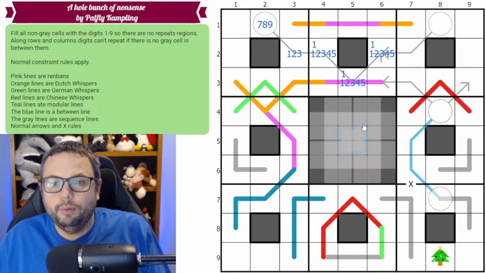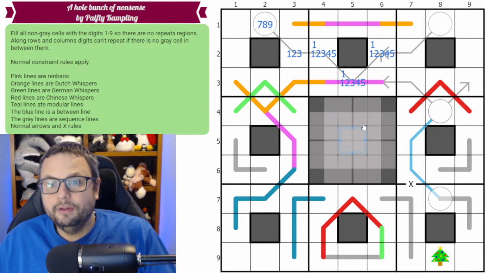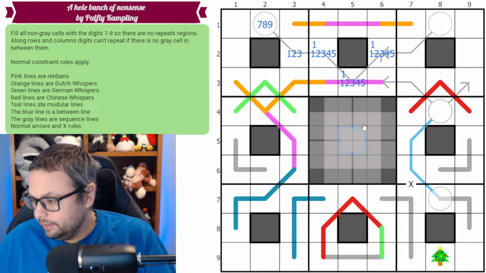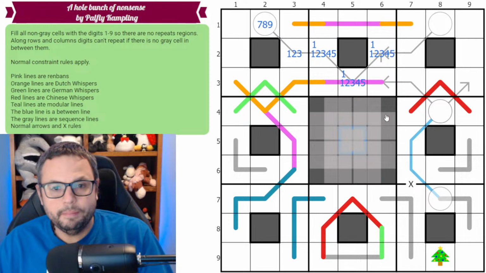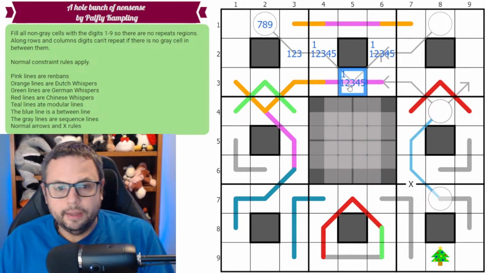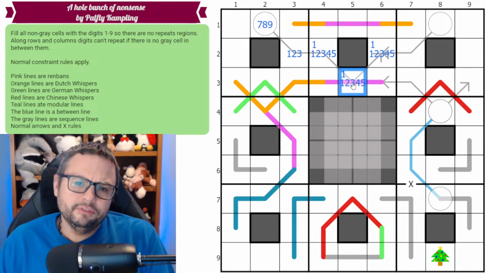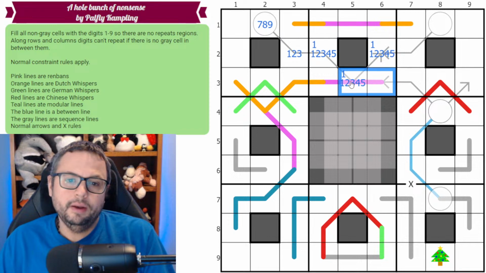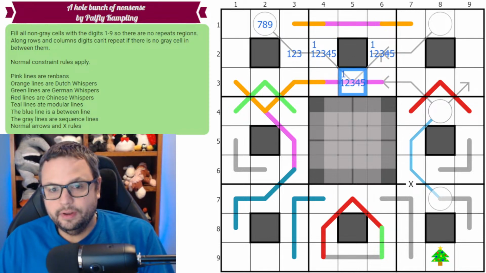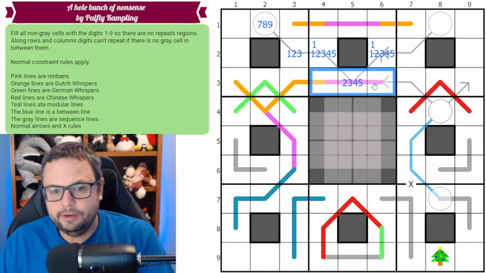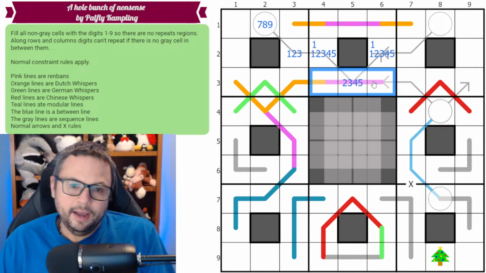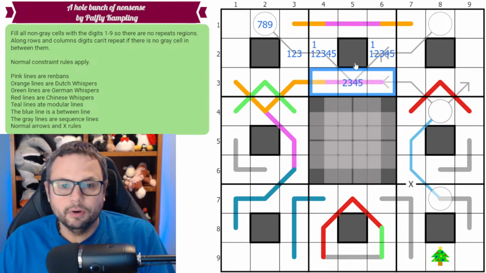I think that's what the first sentence, fill all non-gray cells with the digits 1 through 9 so there are no repeats regions, means. I think it is missing a word like within regions or something like that. I agree. Also this can't be a 1, because if this was a 1, it would be 1, 2, 3, and then these would break. So this is not a 1. I don't think it can be a 2 either, because then this would be 2, 3, 4. And that would be somehow even worse.